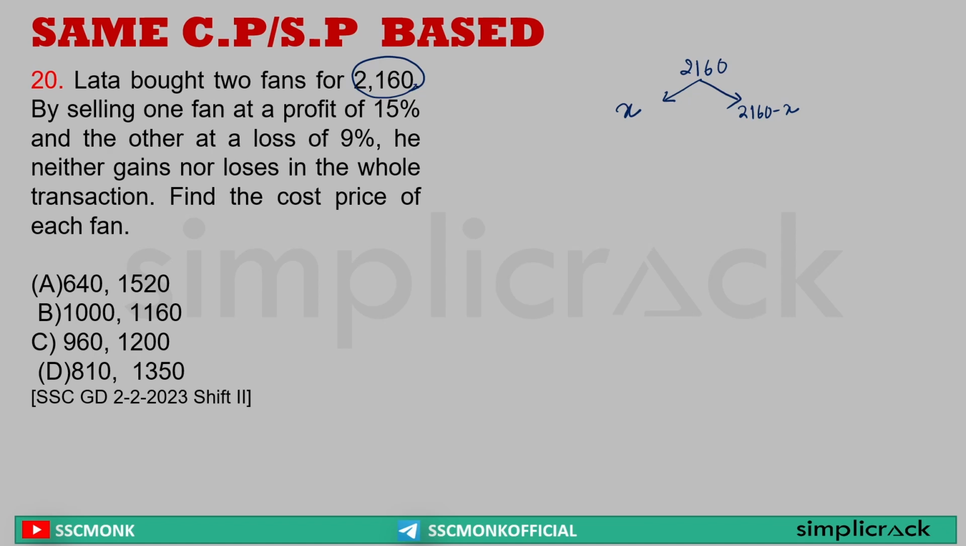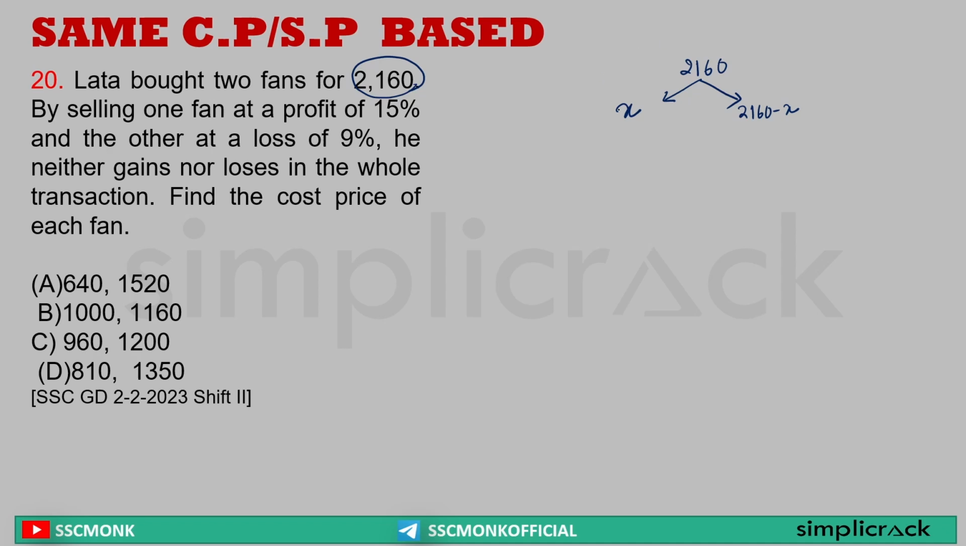Now what is it saying? One fan is sold at 15% profit. Another fan is sold at 9% loss. So there are two things. The first thing is, one is being sold at 15% profit, another at 9% loss, and the cost price is not even equal. The cost price is not equal in all the cases.